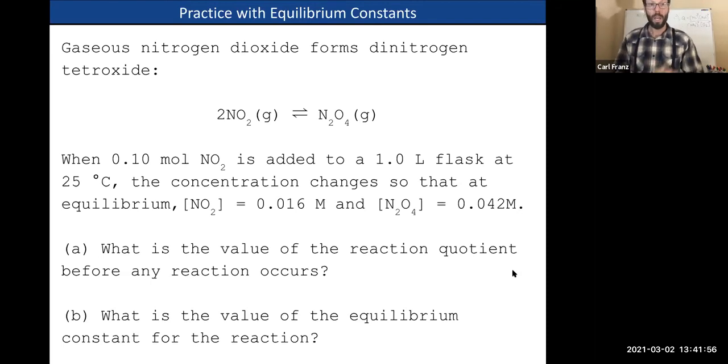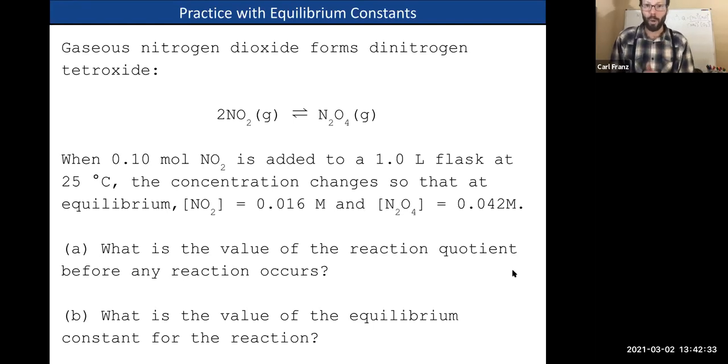So what's that saying? They gave us 0.10 moles per 1 liter. So the molarity is going to be still 0.10, because 0.10 divided by 1 is 0.10. Okay, so we're saying that when we add that amount, for it to reach equilibrium, it shifts and the concentration changes. It reduces itself. It goes from 0.1 to 0.016. And then we get a product, dinitrogen tetroxide.